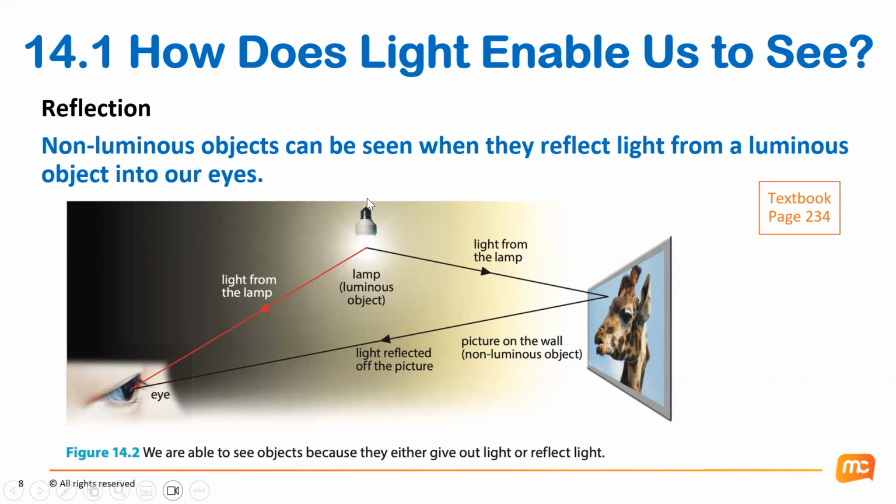What happens if I switch off this light? When I switch off this light, there is no light source. I couldn't see this picture because no light from it will be entering my eyes. So we say that a non-luminous object can only be seen when it reflects light from a luminous object, in this case the light bulb, into our eyes. Just remember, in order to see things, light must always enter our eyes.